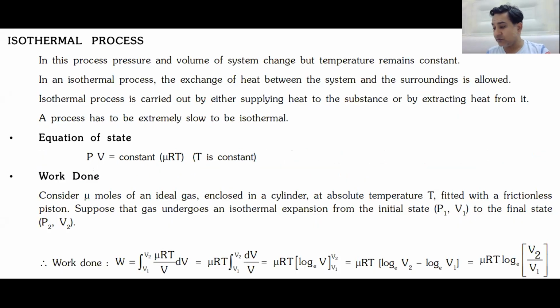The next one is an isothermal process, a process that takes place at constant temperature. Pressure and volume will change. PV is equal to nRT, so P into V is constant. Yes or no?